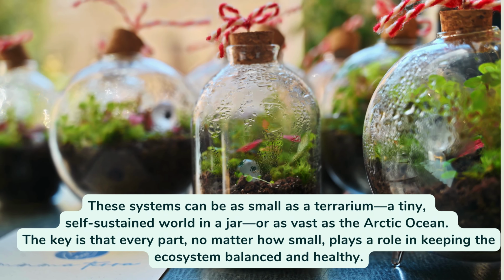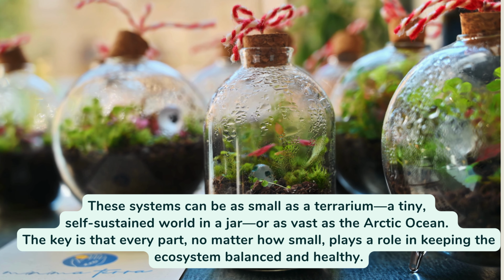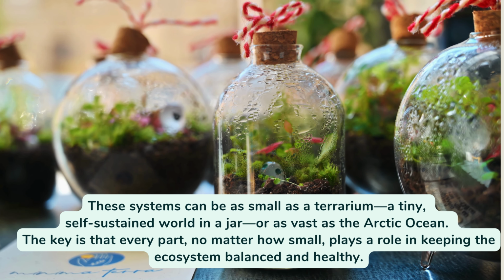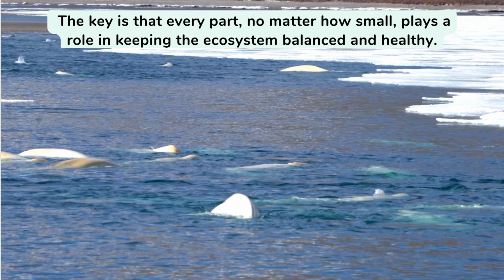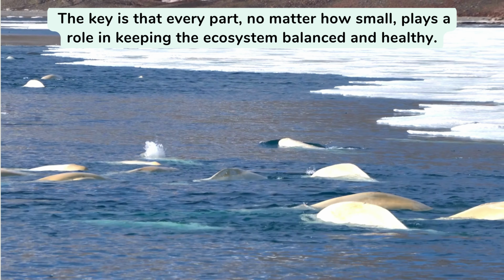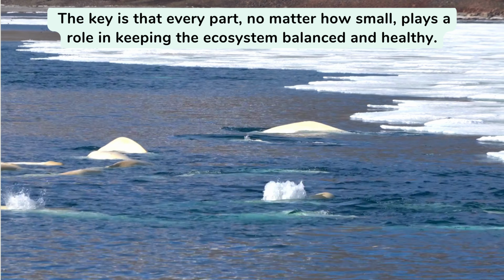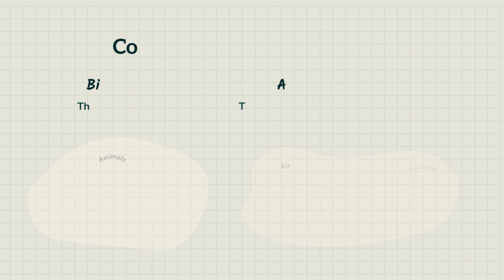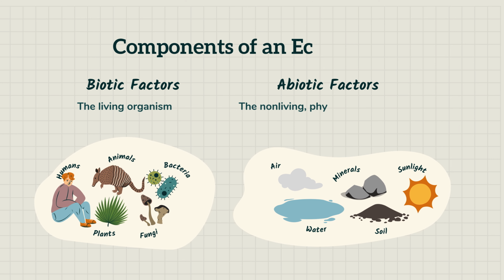These systems can be as small as a terrarium, a tiny self-sustained world in a jar, or as vast as the Arctic Ocean. The key is that every part, no matter how small, plays a role in keeping the ecosystem balanced and healthy. Let's break down the two main components of ecosystems.